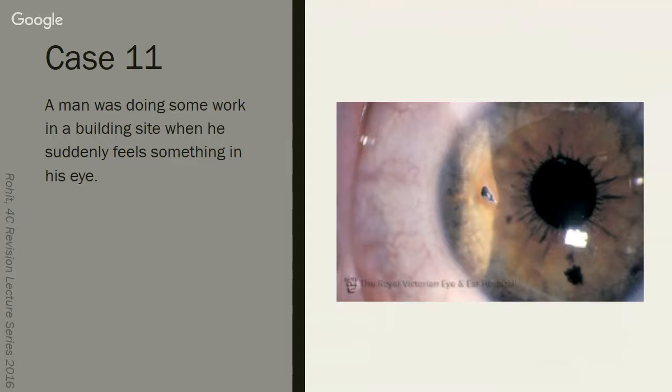Okay, next one. This is a straightforward one. So a man was doing work in a building site when he suddenly felt something in his eye.